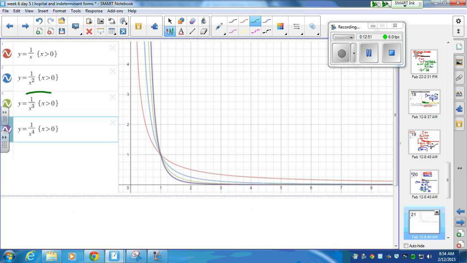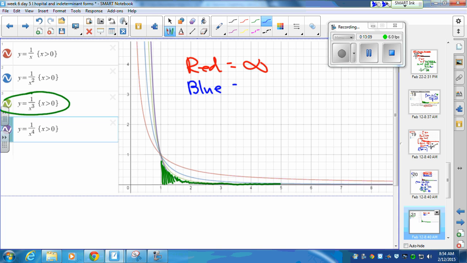All right, let's try it again. Now we're going to do 1 over x cubed. Okay, so now that's the green guy. Now you've got to think through this. The red was worth an infinite amount of paint. The blue was worth 1 gallon of paint. The green, that's what we're trying to find.